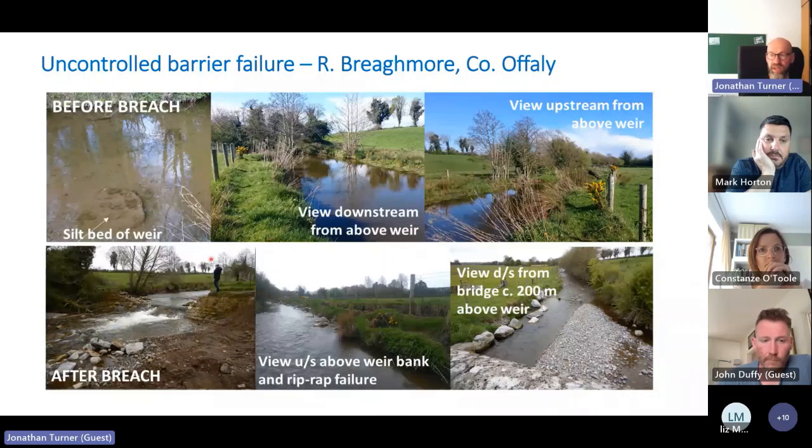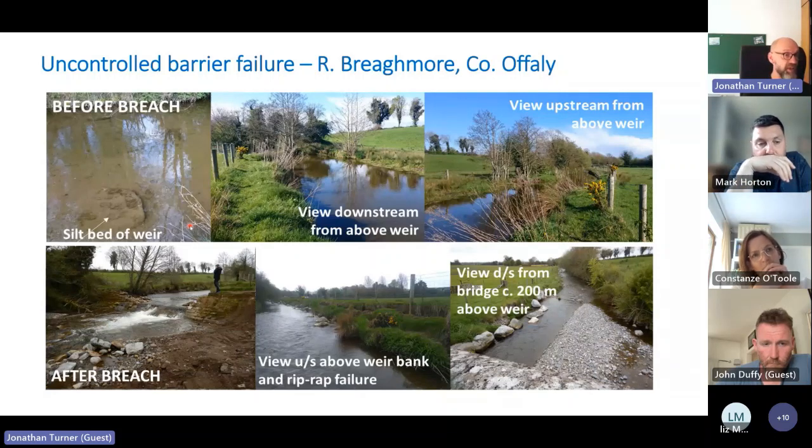So this is an event that occurred a few years ago on the Braemore River in County Offaly. And the Braemore, for those of you who are not familiar with this part of Ireland, is a tributary of the River Camcor, and it's a couple of kilometres downstream of the town of Kinnity. So this is a structure that was in disrepair and failed in 2018 during a storm event. So it catastrophically failed. It wasn't one that we were monitoring during the Reconnect project.